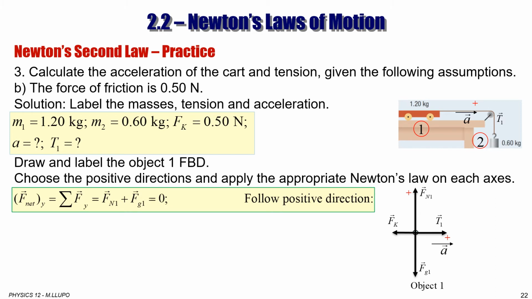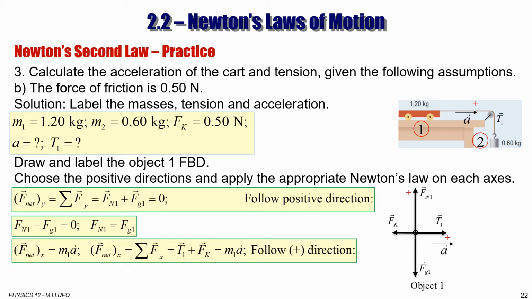Let's start with the first Newton law on the y-axis. Fn1 is positive, because it is in a direction that we chose to be positive. And Fg1 has to be negative. Now on the y-axis, we're done.